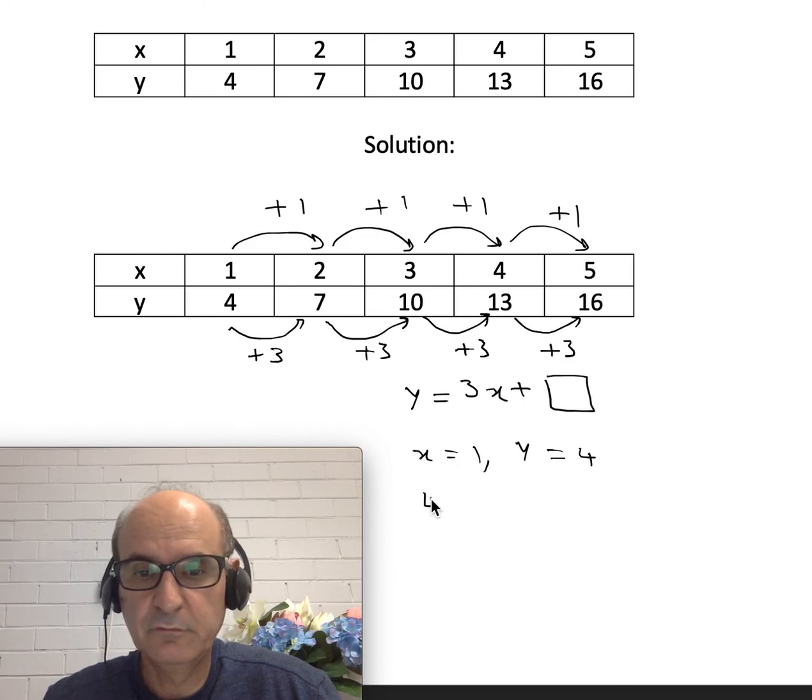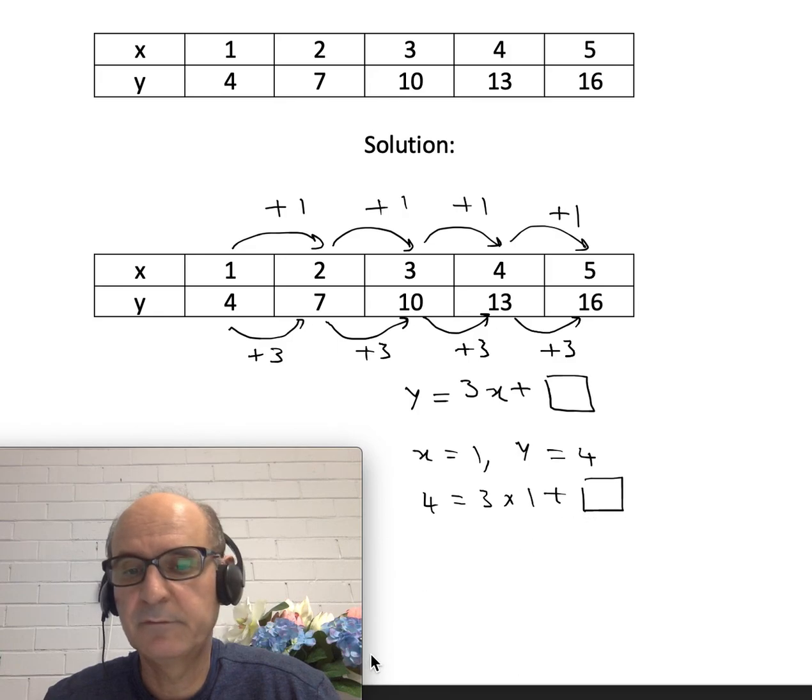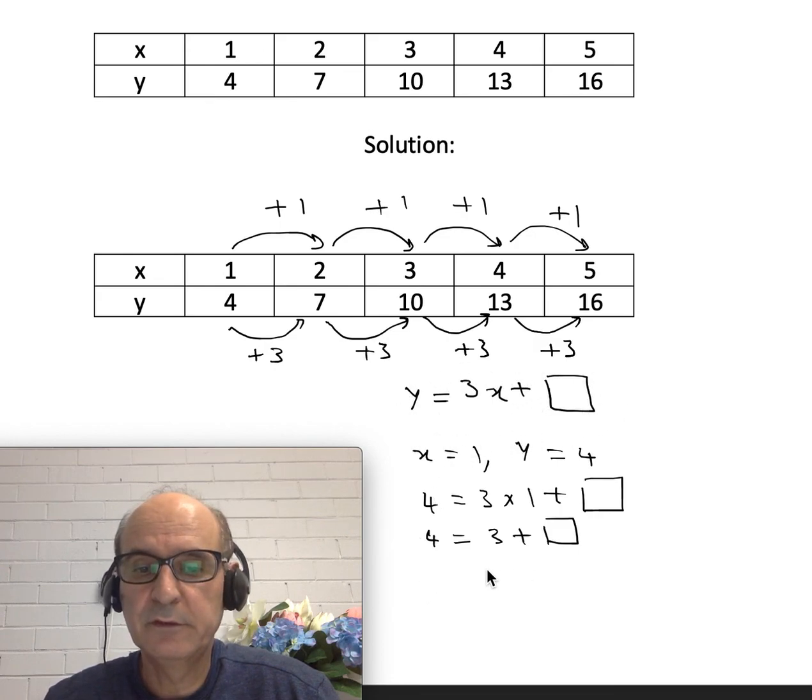So put in the rule 4 equal to 3 times x. X is 1. Plus that square. You want to see what that square is. So that becomes 4 equal to 3 times 1 is 3 plus square. You guessed it right. That square must be 1 because 3 plus 1 equal to 4. So the square is 1. Now I know the square is 1, I complete my rule.